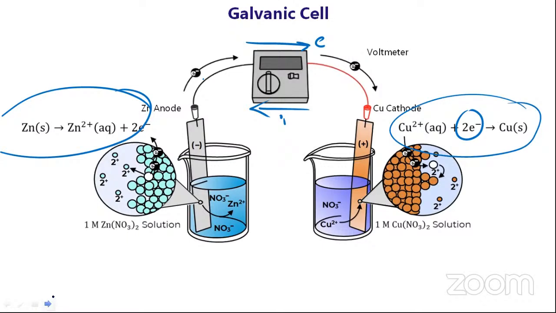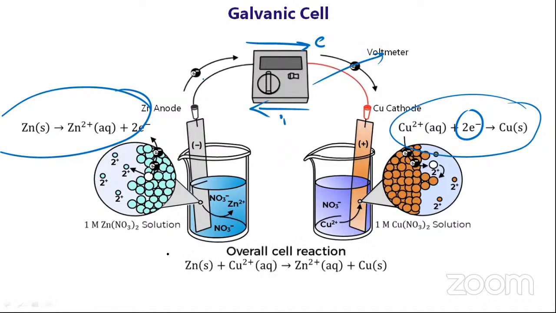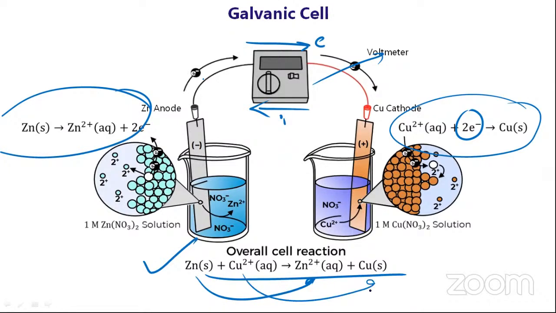So this is the voltmeter, as mentioned here. And next, this is the overall cell reaction. Zinc is going to become Zn plus 2, copper is going to become this one. Now tell me, where is oxidation happening, and where is reduction happening? Come on, anybody tell me.